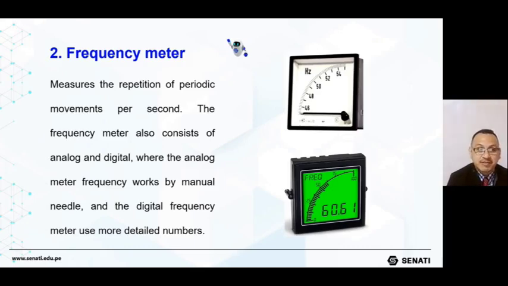Frequency meter. The frequency meter measures the repetition of periodic movements per second. The frequency meter also consists of analog and digital, where the analog frequency meter works by manual needle and the digital frequency meter uses more detailed numbers.